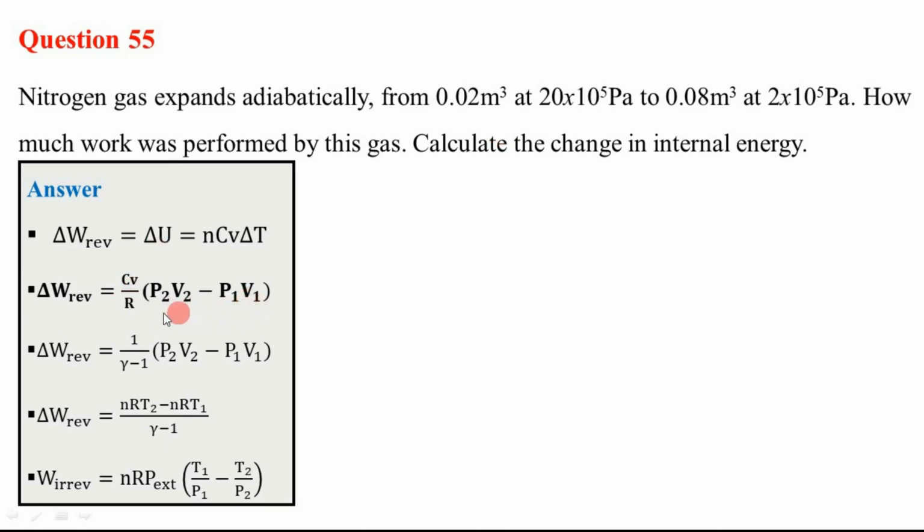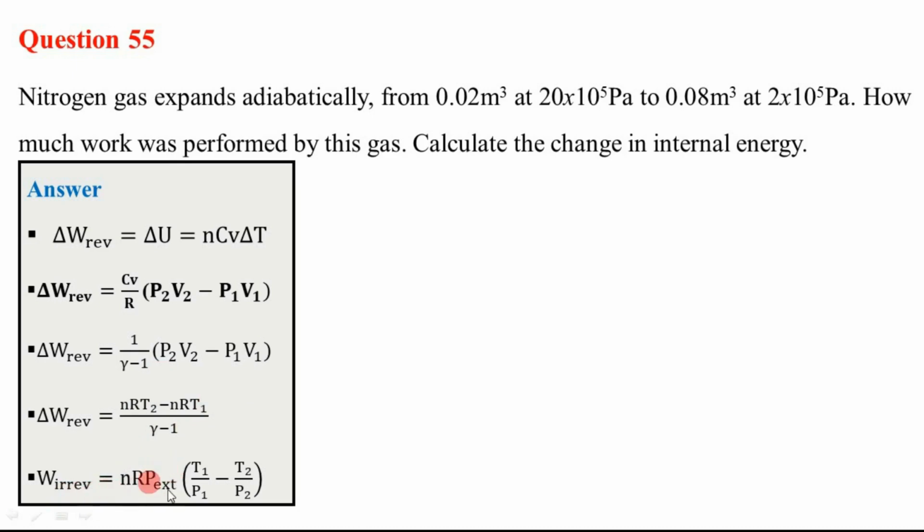We have P2V2 and P1V1 here, so we can determine the Cv. So this formula, we can use it. Another formula is this one, but because we don't have the gamma ratio, we cannot use it. This one is also used for the reversible adiabatic process, but we don't have the temperatures. This one is used when you have an irreversible process.